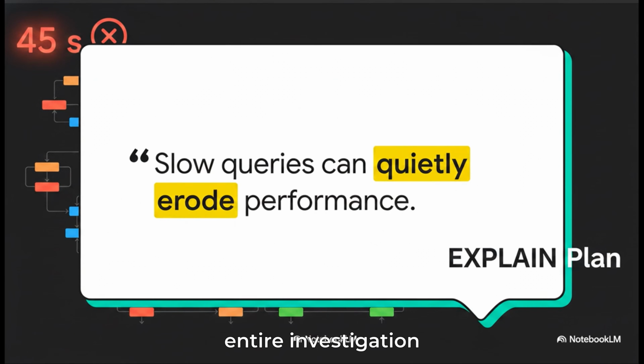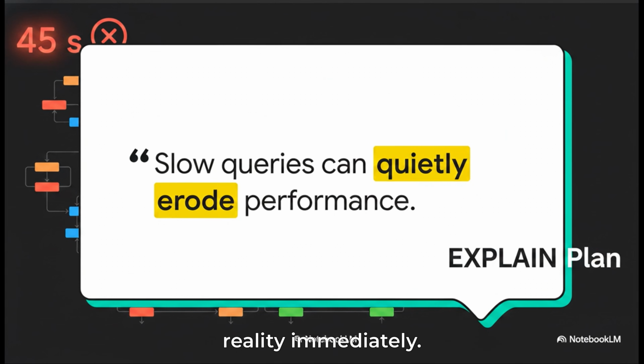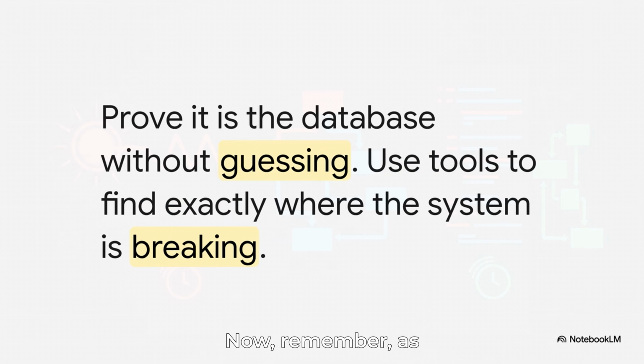We're going to frame our entire investigation around a classic, panic-inducing support ticket that I am sure many of you have seen before. It goes something like, the reports page takes 45 seconds to load. Fix it. It's vague, it's urgent, and it's absolutely ruining someone's day. As a support engineer, when you get a ticket like this, you have to ground the problem in reality immediately. Now, remember, as a support engineer, your job isn't necessarily to rebuild the database schema from scratch or rewrite the entire application's back end. Your job is to surgically prove exactly where the system is breaking so the development team can fix it without any guesswork.